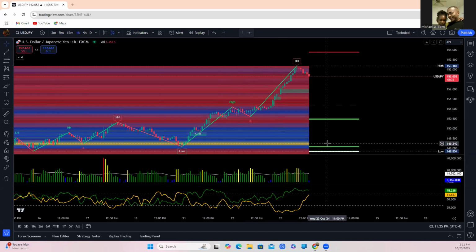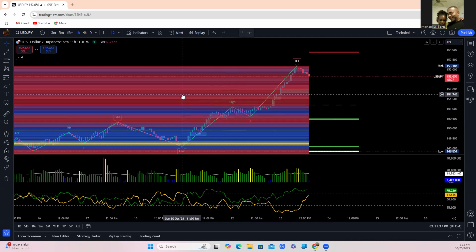within the market to hopefully help in executing profitable trades, right? So, without further ado, let's get into it. So, as you can see, this is my 1 hour chart for USD JPY.